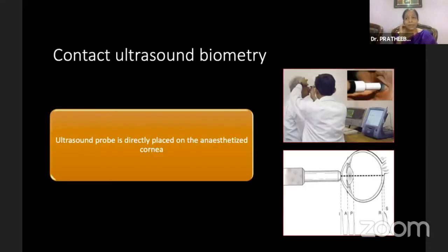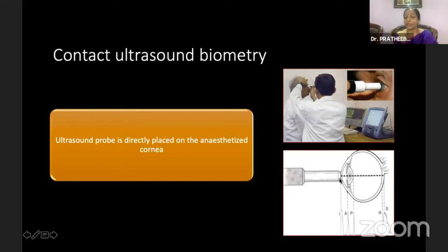As the name indicates, this is contact ultrasound biometry, wherein the ultrasound probe is directly placed on the anesthetized cornea when the patient is looking in a straight gaze. So this is a picture of that. The probe is placed on the anesthetized cornea, and the sound waves pass through the structures and are reflected back based on the similarity of the structure.